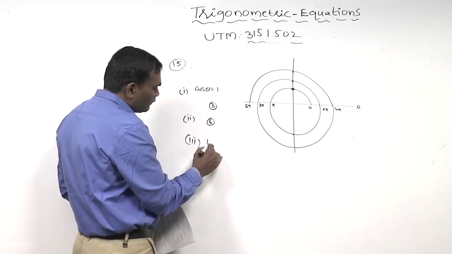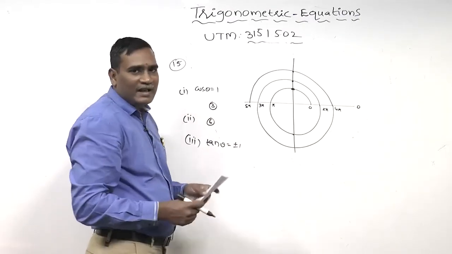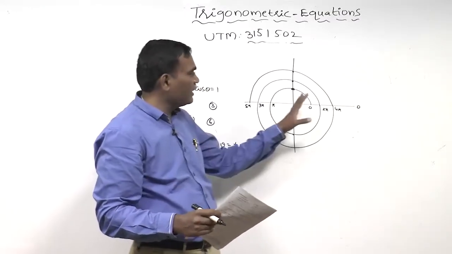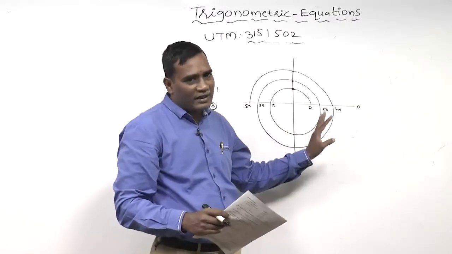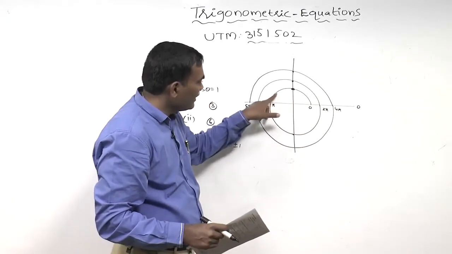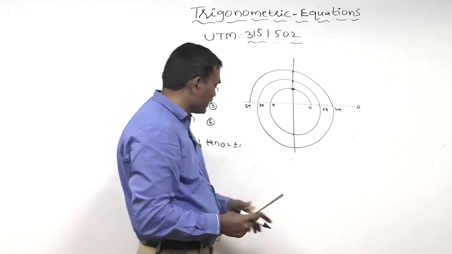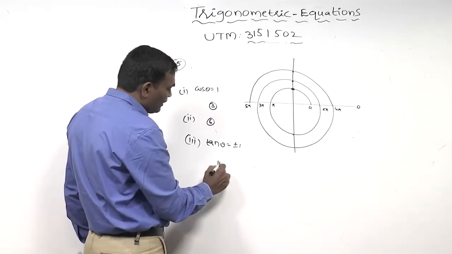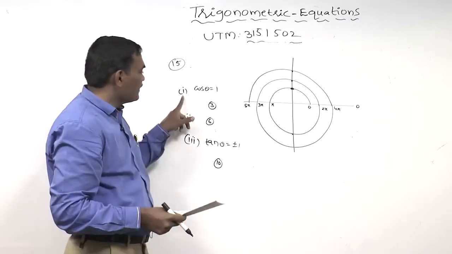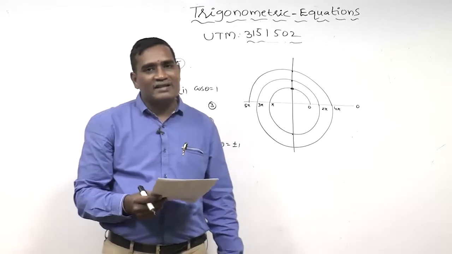Next, tan square theta is equal to 1. Tan square theta is equal to 1 means tan theta is equal to what? Plus or minus 1. Tan theta is positive in the first quadrant and third quadrant, negative in the second quadrant and fourth quadrant. Here 3 are there, here 3 are there, 3 plus 3, 6, plus 2, 8, plus 2, 10. So the total number of solutions are 10. Write in ascending order. Already there in ascending order only. So first, second, third. Option B is the correct answer.